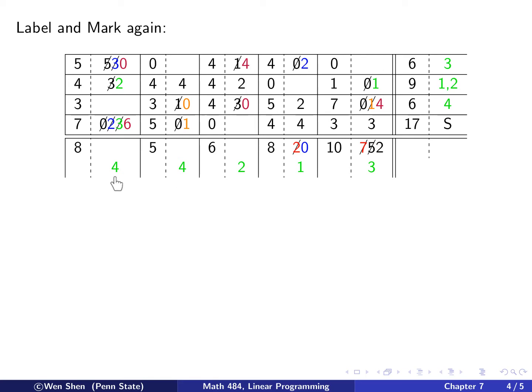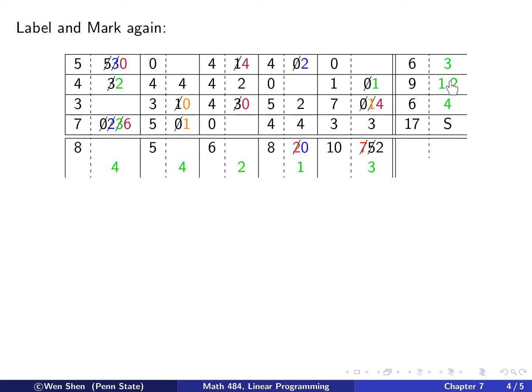Then I'll look at column 1, look at the remaining one, and to see that which of them I can decrease. Then I see only this is positive, so I mark 1 here. Then look at column 2 and look at these, which one I can decrease. Only this one, so I marked 2. Okay, so column 1, column 2 is marked now. Row 2 is also marked.